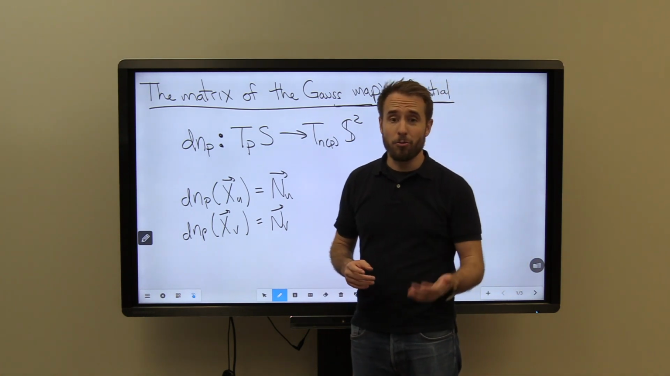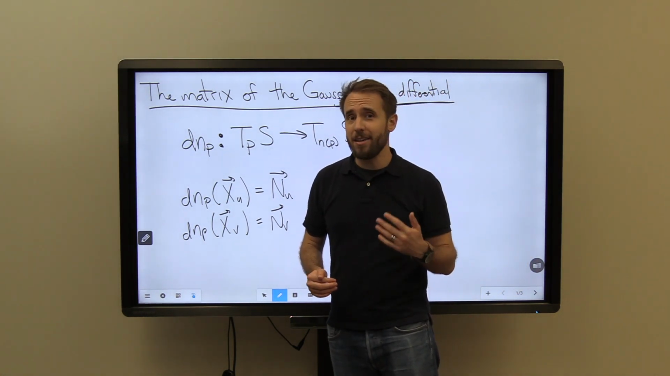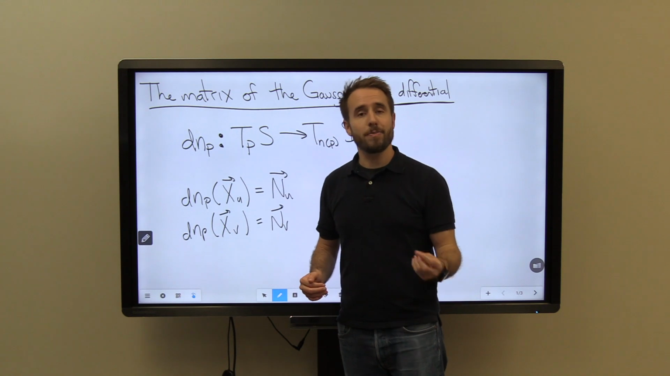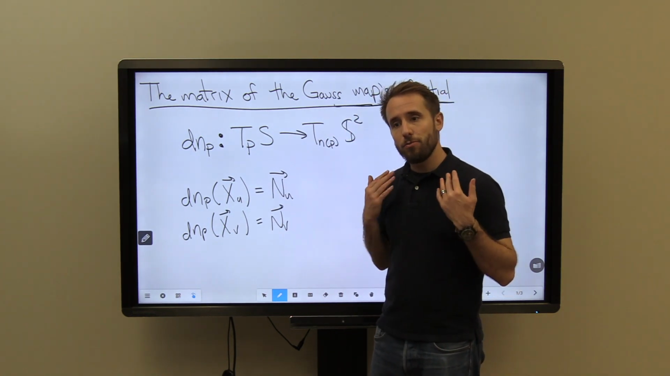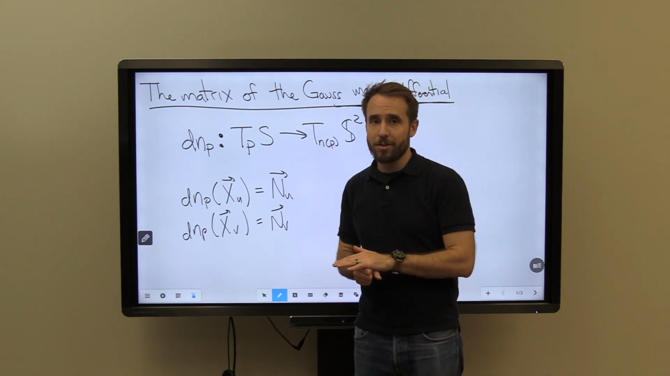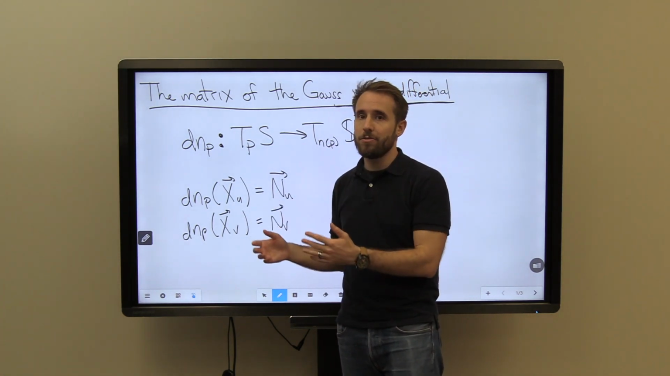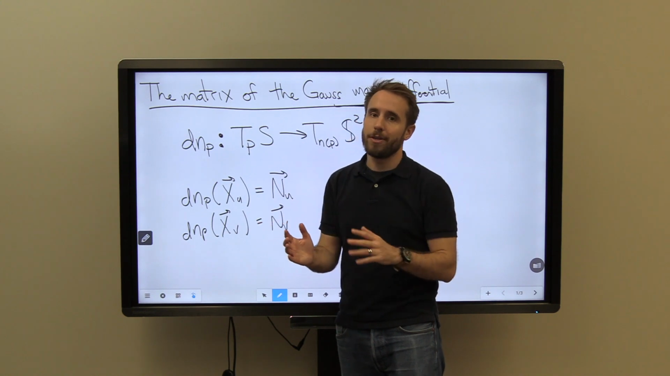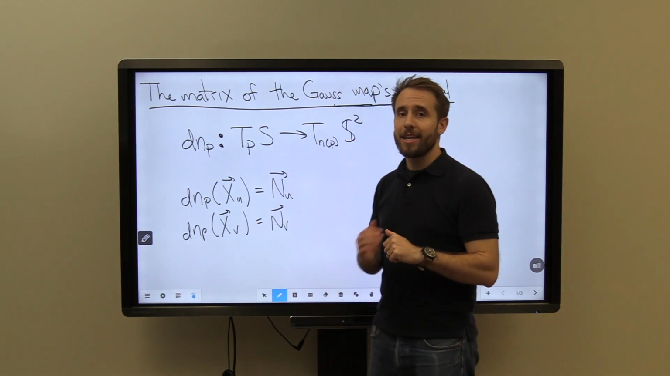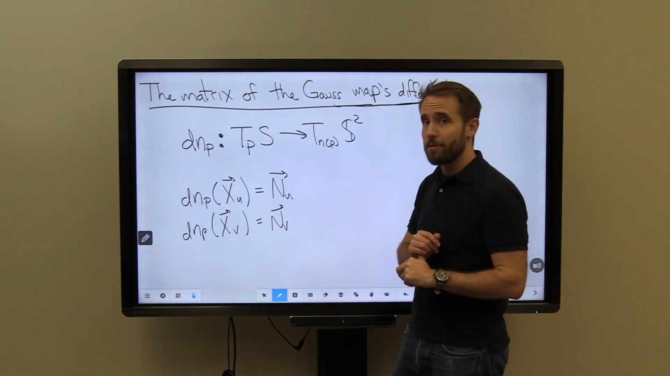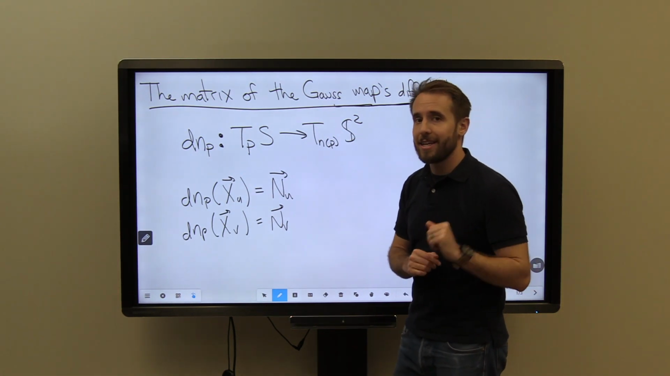And so that has been great, but for many of our maps, especially many of our functions, say from R2 to R2, we want to be able to write them as a matrix, a 2x2 matrix. We have a 2x2 matrix for our first fundamental form, a 2x2 matrix for our second fundamental form, and it turns out we can come up with a nice matrix for our differential as well. So let's take a look.